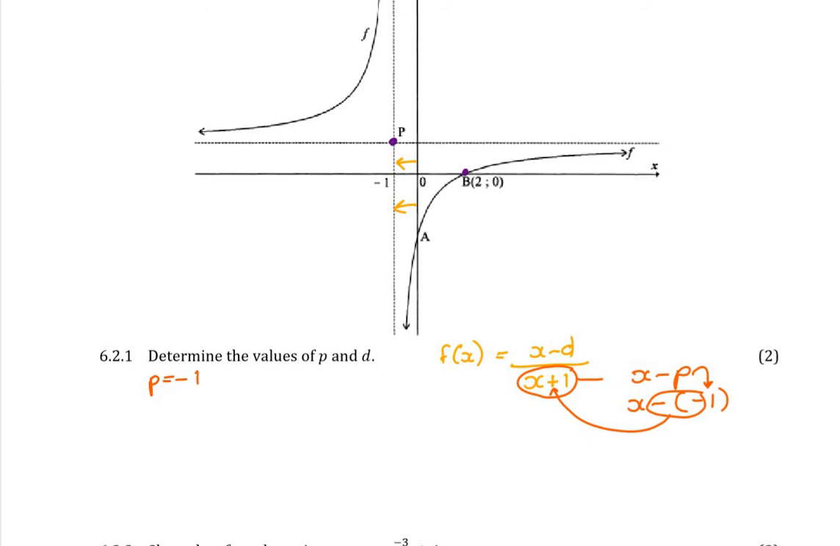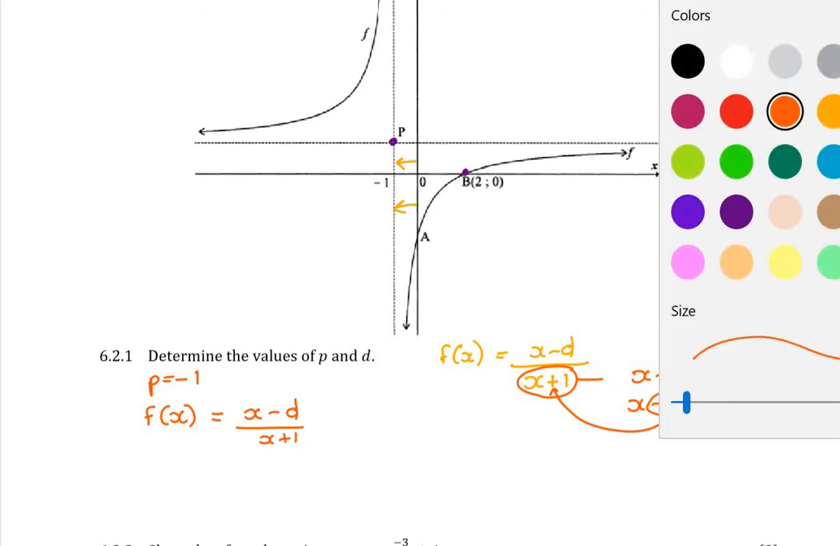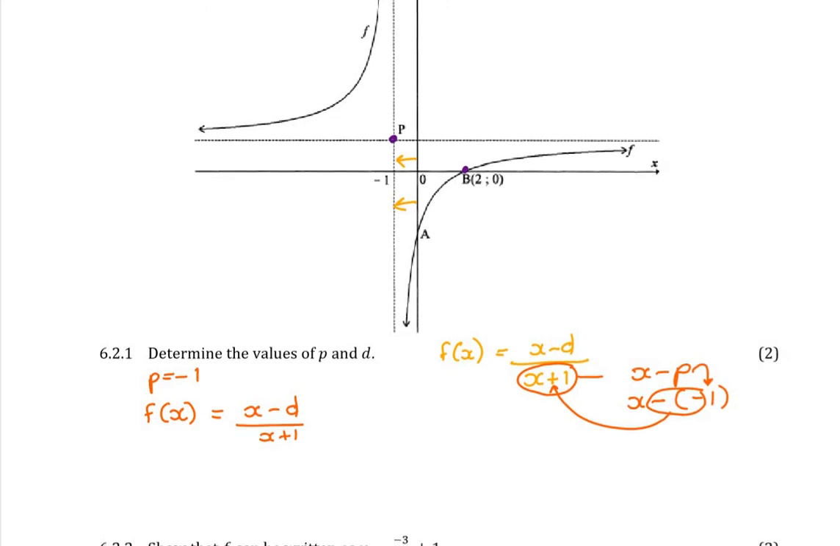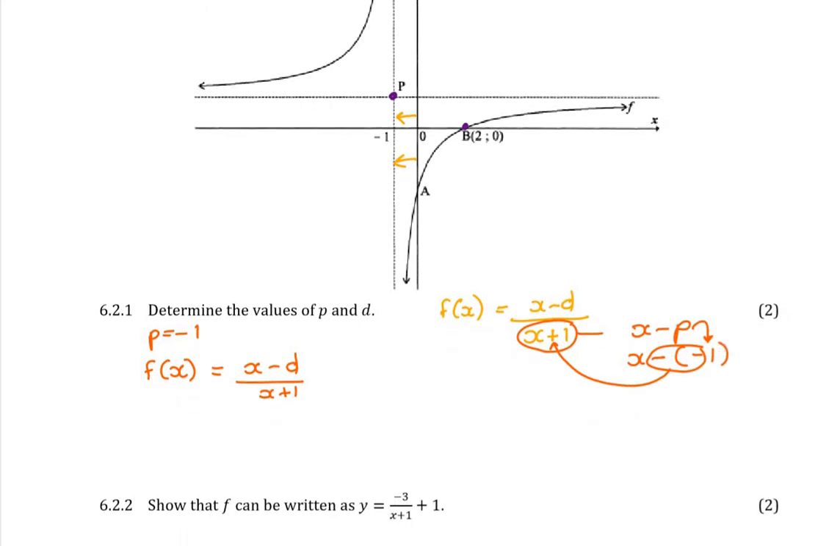Now, even though I have no idea what's happening in this format, what that means is I now only have one unknown in the formula. It's x minus d over x plus 1. So the only thing I don't know is d. Now, don't forget, even though I have no idea what's going on here, the way to find one unknown is to sub in a point. So when y is 0, x is 2.